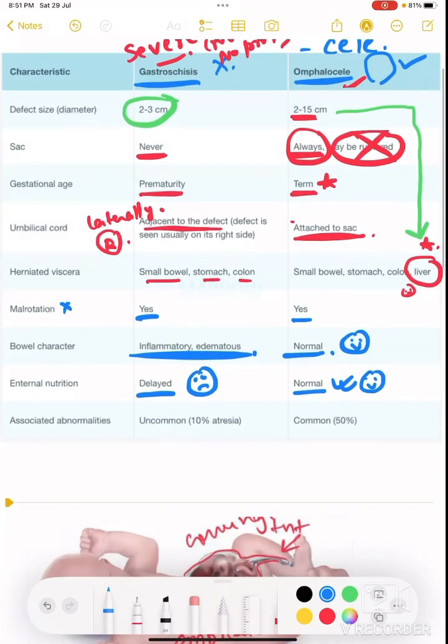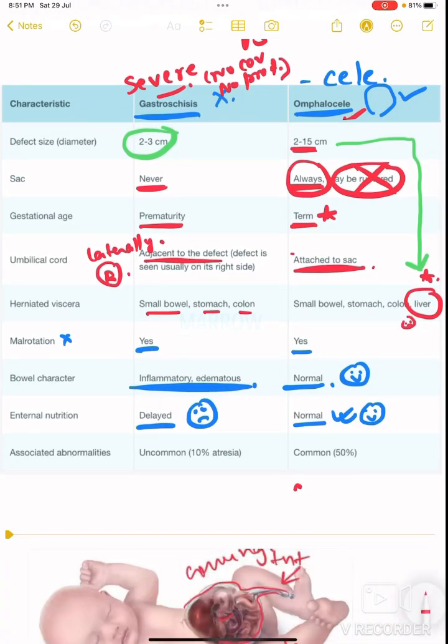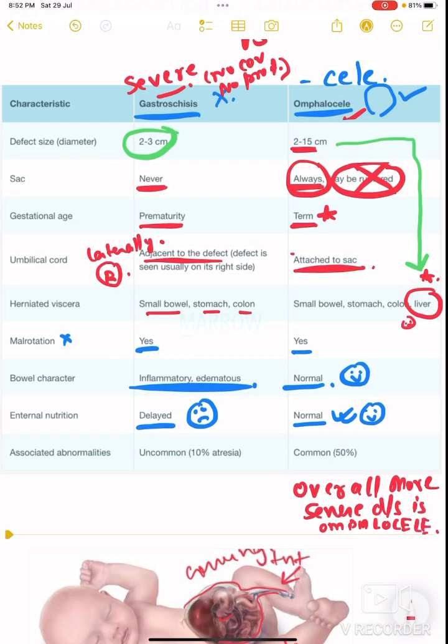Now, there is a catch I already told you, right? The catch is that overall, the more severe disease is actually omphalocele. Why? The first reason is herniation of the liver. Already told you, herniation of liver will damage the liver.